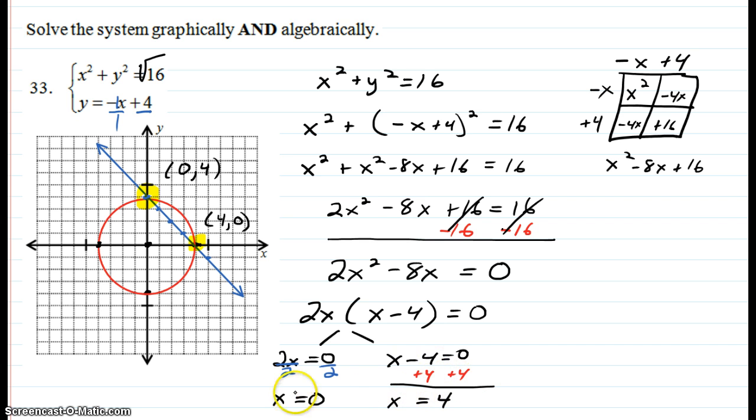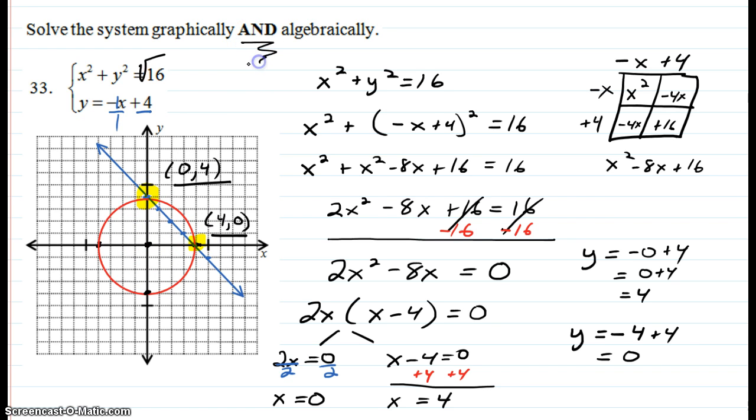So now we need to get the y part of our point, and so we're just going to take it and plug it in. And so we'll plug in the 0 first. So y equals a negative 0 plus 4, which is just 0 plus 4, which is just 4. So our first point is 0, 4, which is what we got. Our second point is going to be y equals negative 4 plus 4. And negative 4 plus 4 is 0, which is our second point, 4 comma 0. So we were able to actually get the correct solutions from our graph, but since we have these directions, we had to solve it graphically and algebraically.